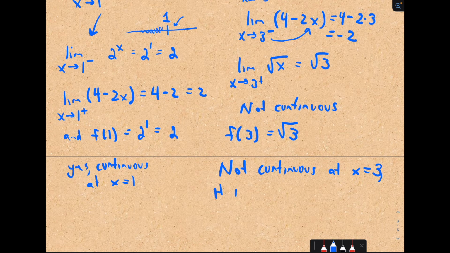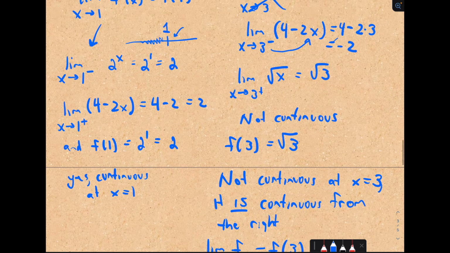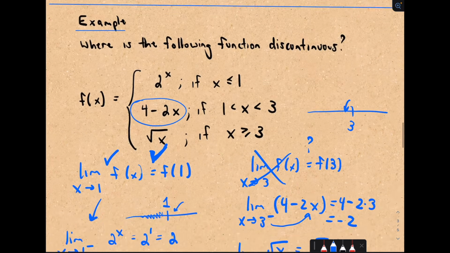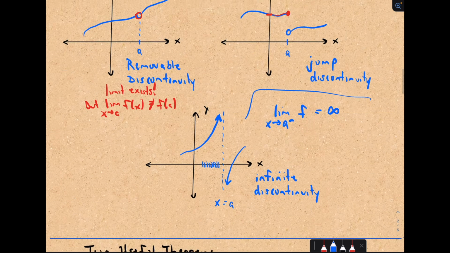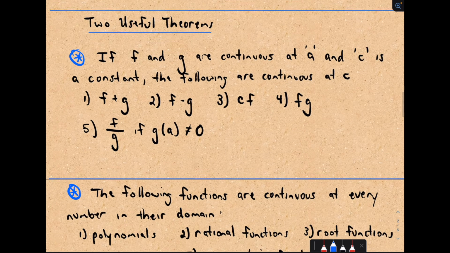It is continuous from, in this case, the right, because if we take the limit as x approaches 3 from the right of our function, we get square root of 3, and that's what we got when we plugged 3 into our function. So it's not continuous in general, but you could say it is continuous from the right. And since I know that the left-hand limit is not equal to the right-hand limit, I could even classify this. I know that this is going to have to be a jump discontinuity. My graph would look something like that. So, okay, this is the idea.